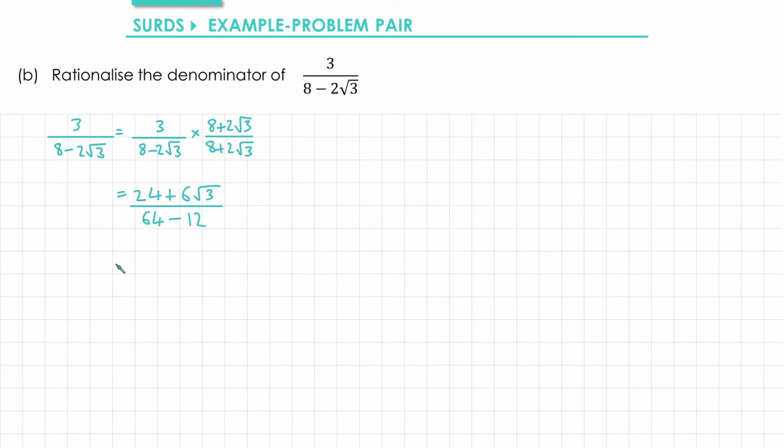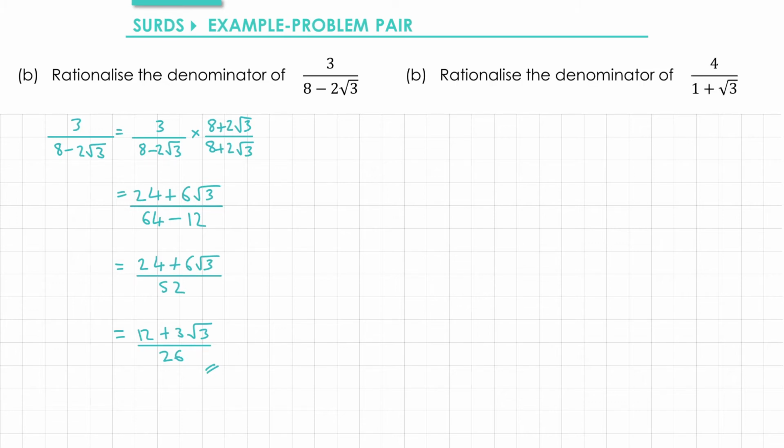This will simplify though. First of all, we'll just do 64 minus 12, which gives us 52. And then we can divide top and bottom by 2 to get 12 plus 3 root 3 over 26. Okay, here's one for you to try for yourself then. Pause the video and then come back and check your solution against mine.